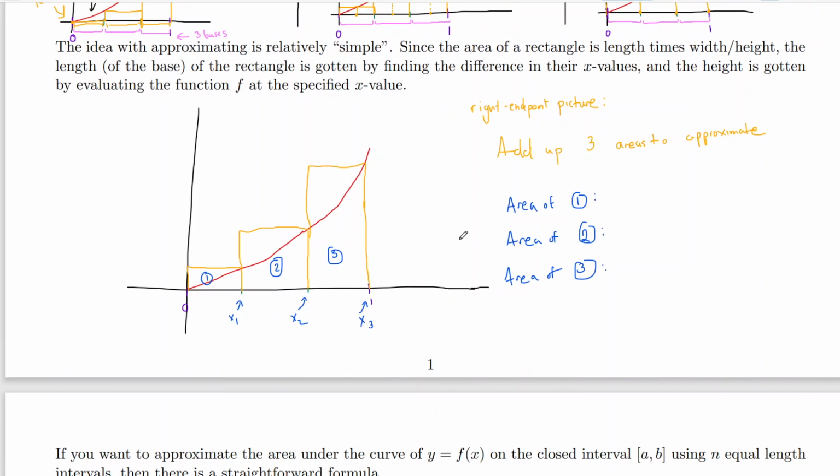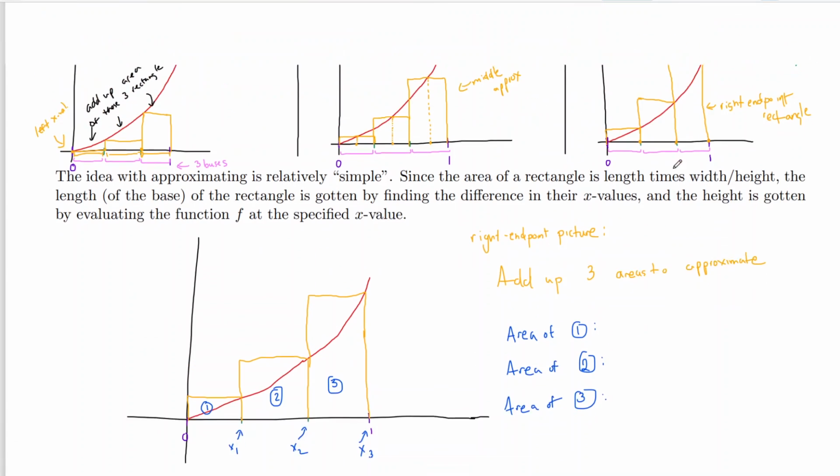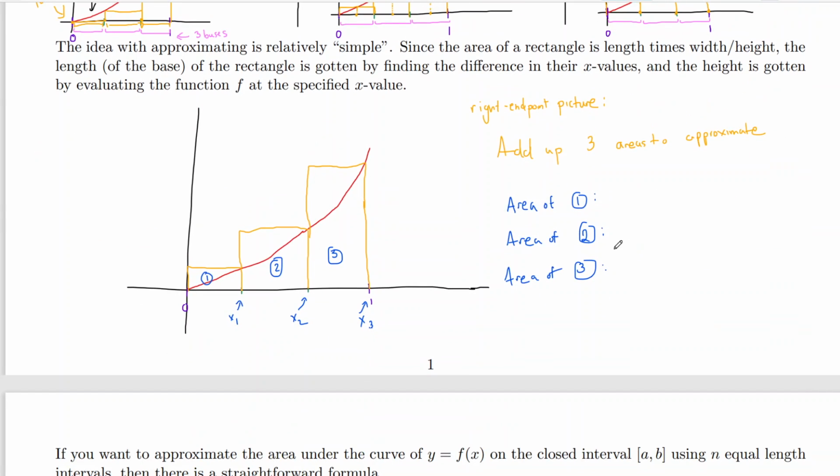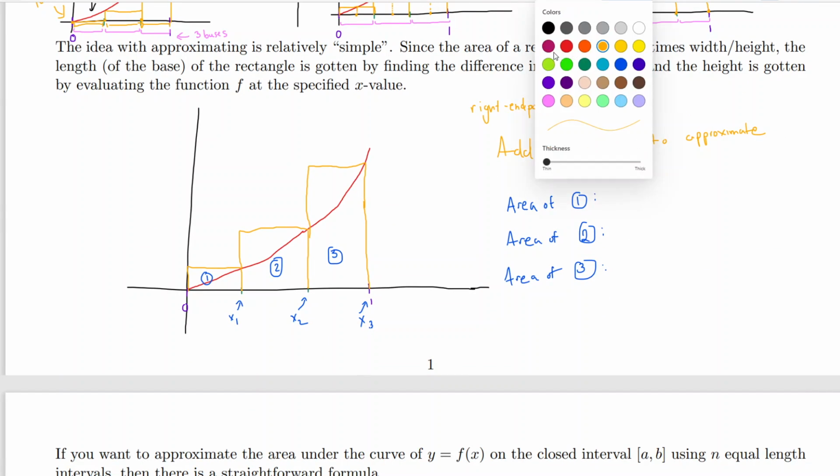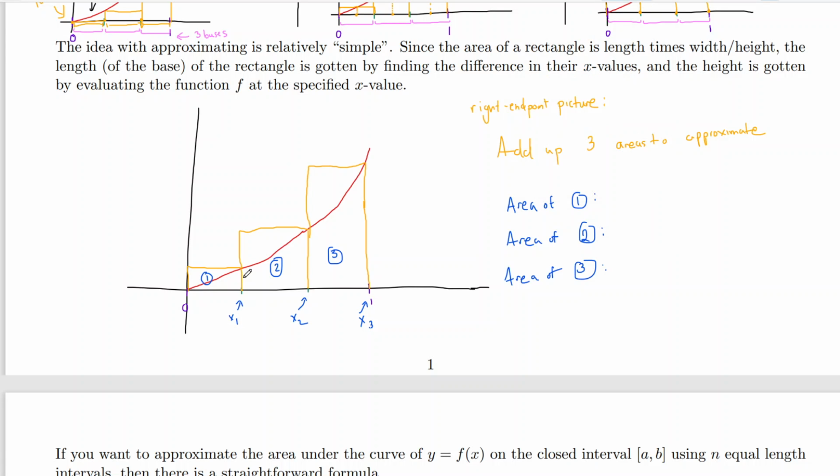So what I've already gone ahead and done here is I've redrawn the right endpoint one just to talk about more specifically what we would do. Well, how do you figure out the area of the first rectangle, this one over here? Well, the area is base times height. And yes, for rectangles, you are used to length times width, so you can use that. Just realize that base times height probably makes more sense for our picture.